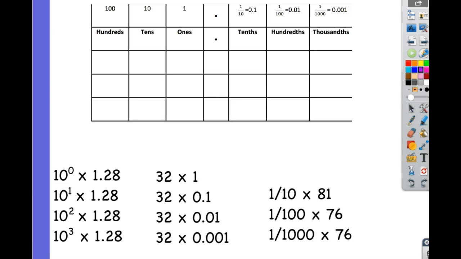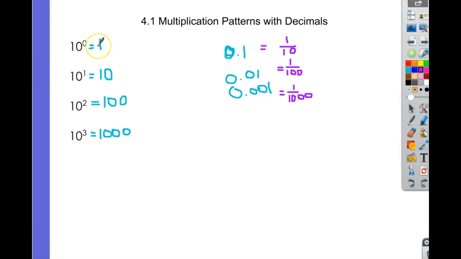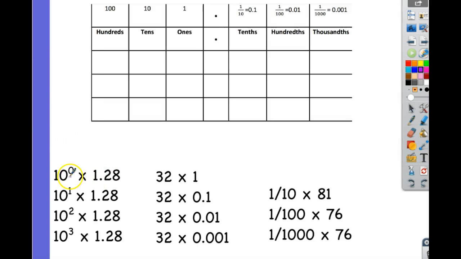So let's go on to patterns now. Right here we have our powers of 10, right here we have our decimals, and right here we have our fractions. So let's start off with our powers of 10 really quick. 10 to the 0 power, if you guys remember what we just said, equals 1. It does not equal 10. It's going to be equal to 1. So anytime we multiply something times 1, it is that number. So we're going to start off here with 1.28, because 1.28 times 1 is 1.28.